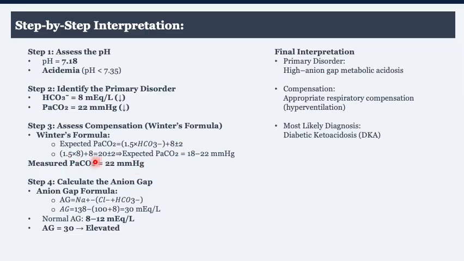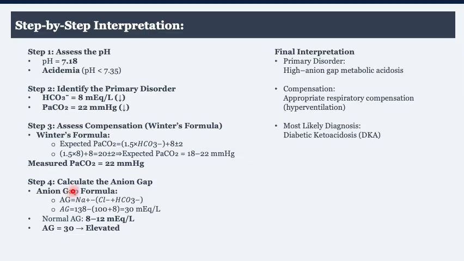So when we put all our numbers in, you get 20 plus or minus 2. The normal PaCO2 is normally 18 to 22. So if it's in between this range, this indicates appropriate respiratory compensation. There is no mixed respiratory disorder.